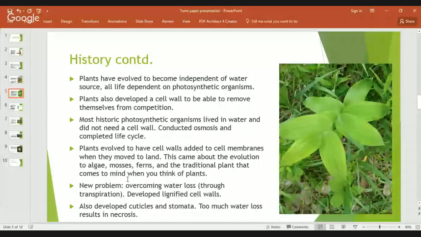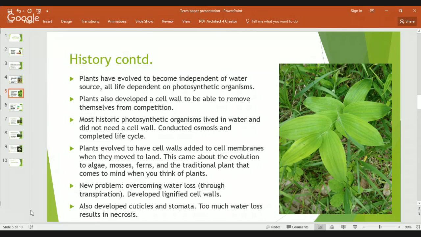All right, so I'm going to continue with the history. Plants have become independent of water now through this evolutionary time scale, and all life is dependent on these photosynthetic organisms. Think about it. No animal today could be here without photosynthetic organisms. These plants also developed cell walls to be able to remove themselves from competition. In history, most of them lived in water and did not need a cell wall because they could complete their whole life cycle, including reproduction, in water. Then plants evolved to have cell walls added to the membranes when they moved to land.